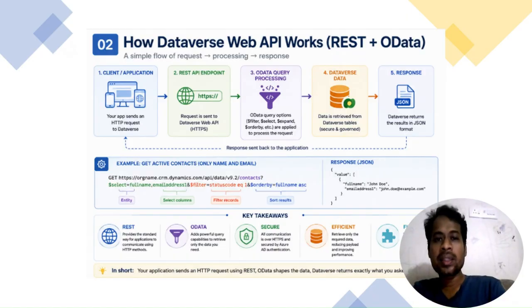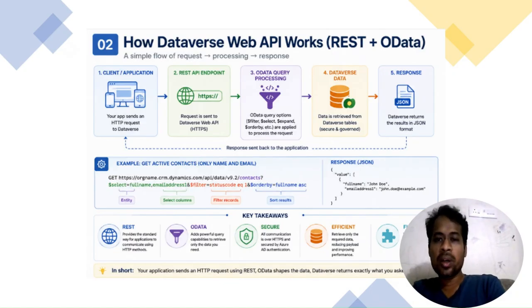Once you have filtered, the next step is Dataverse data retrieval. After processing the OData query, Dataverse accesses the underlying tables and applies all the conditions we specified. For example, only active contacts, only full name and email for each record, sorted by full name. Dataverse executes the request securely, and authentication, security roles, and permissions are all respected automatically. This means users only see data they are authorized to access. Not everyone can access Dataverse tables or data.